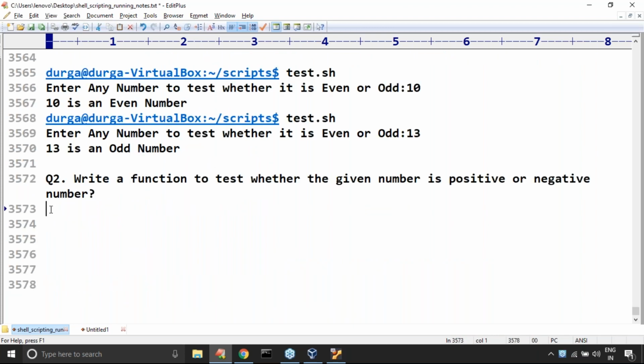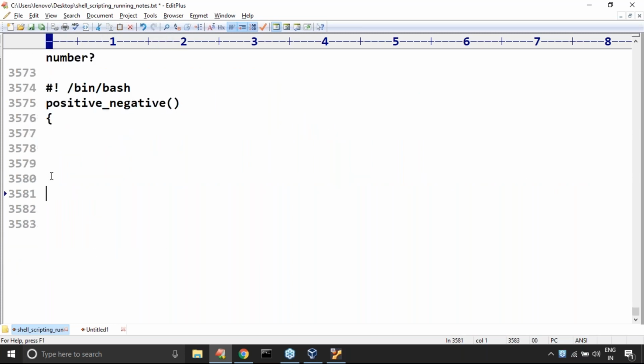Here what I want to take, sir, is positive or negative. Now I want to call this function by passing a number, like just 13. It is a positive number, whatever argument you are passing. Let me save it to a variable: n is equal to $1, the first parameter we are passing.